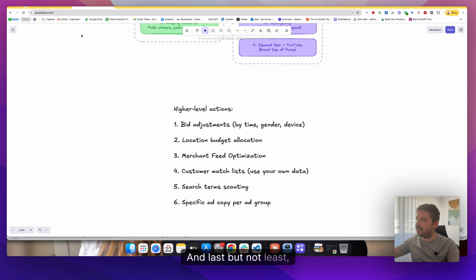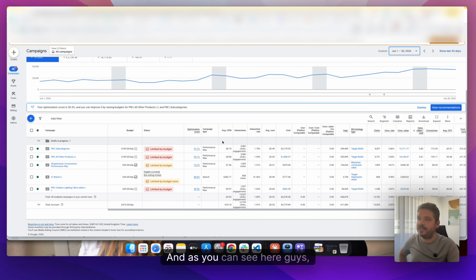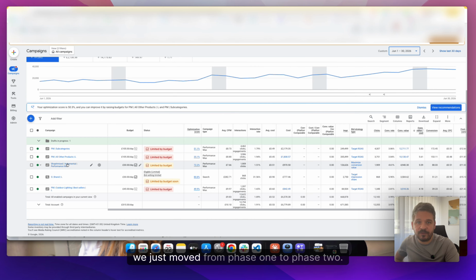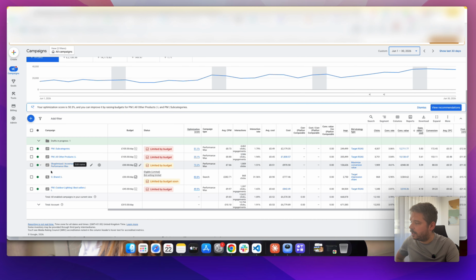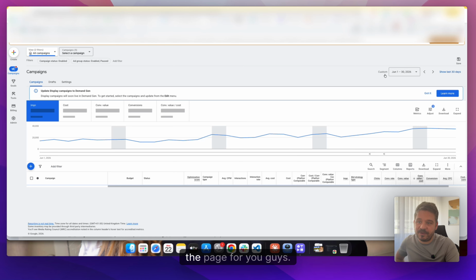Last but not least, I just want to show you a full live example of a client we have. As you can see here, guys, I just put last month, it is the 22nd of July. Basically, we just moved from phase 1 to phase 2. As you can see here, Google Shopping, all products, we have the brand campaign, we have the bestseller, and now we have 2 campaigns more because we are moving to phase 2. But even with the 3 campaigns, these guys made 5 ROAS last month. And this is real, I can even refresh the page for you guys.